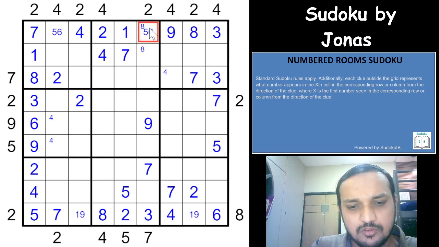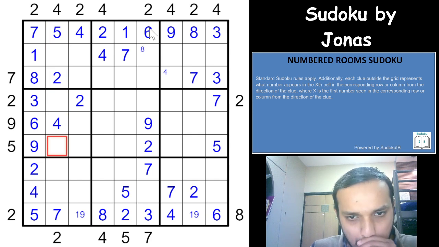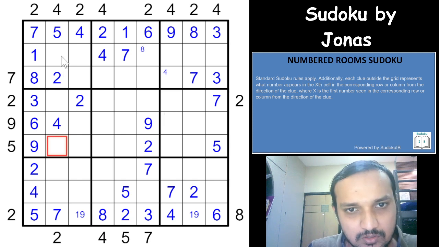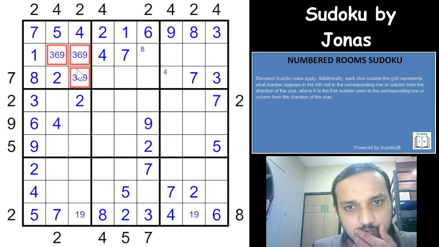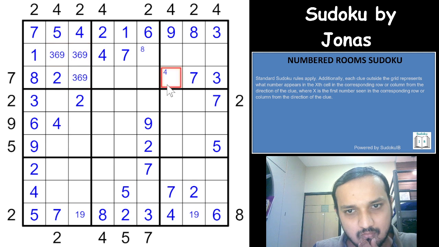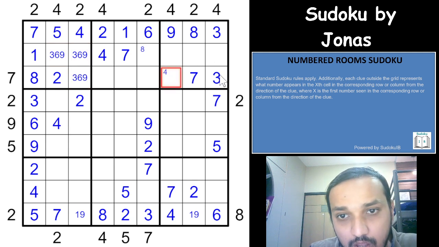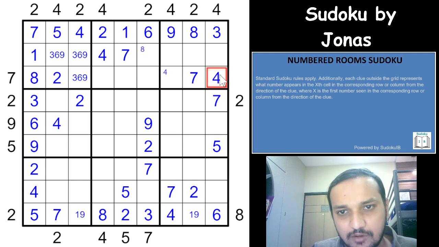Now 2 cannot be in the 5th cell, it has to be in the 6th cell, and that is 5, that gives you a 4 here. I think we have done all the outside clues. It's about just doing the classic now. Let's see, I'm bad at classics, but yeah. 3, 6 and 9. This would have to be a 4. How did I write a 3 here? It should have to be a 4.